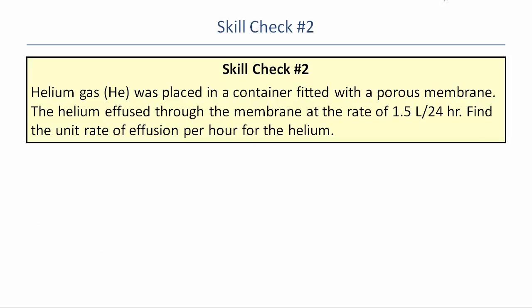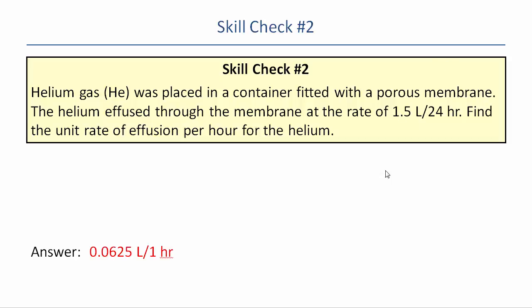Here's your second skill check. Go ahead and pause the video and see if you can solve this one. Since they want you to just figure it out per hour, all you have to do is take that 1.5 and divide it by 24, and that'll give you how much went out per hour. And there's the answer you should have gotten.